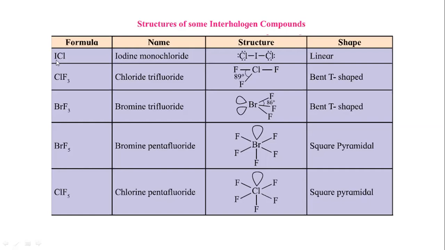Draw the structure of ICl. This is a linear structure, remember. The name of this interhalogen is iodine monochloride. This is chlorine trifluoride. This is bromine trifluoride. This is bromine pentafluoride. This is chlorine pentafluoride. So see how the names are given. First halogen, we have to consider iodine. So the name is iodine monochloride because a single chlorine atom is there. Then this is chlorine trifluoride.